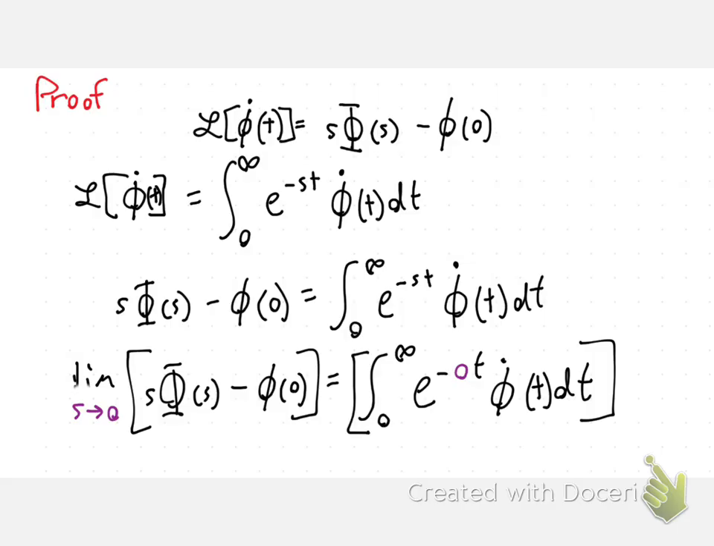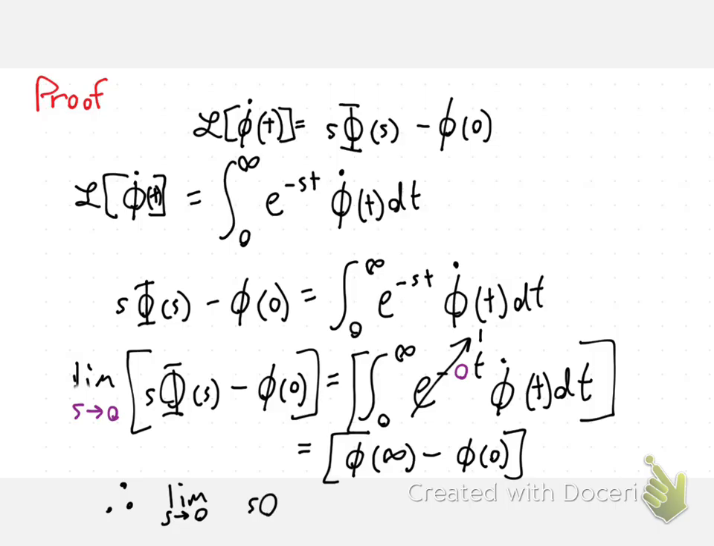So, let's also fix that parentheses. We're going to be able to say that the integral of the derivative function is the original function. So we can say the limit as s goes to 0 of s times phi of s is equal to phi of infinity in the time domain. So that proves the final value theorem, and we're going to use a similar method in order to prove the initial value theorem.